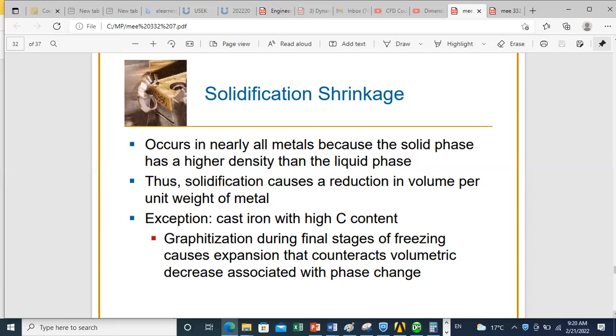So carbon is behaving differently than the majority of materials that we know, for which, when we go from liquid to solid, we have contraction. For carbon, no, it's the opposite. This is why introducing certain percentages of carbon at the end of the freezing stages can reduce the effect of shrinkage.